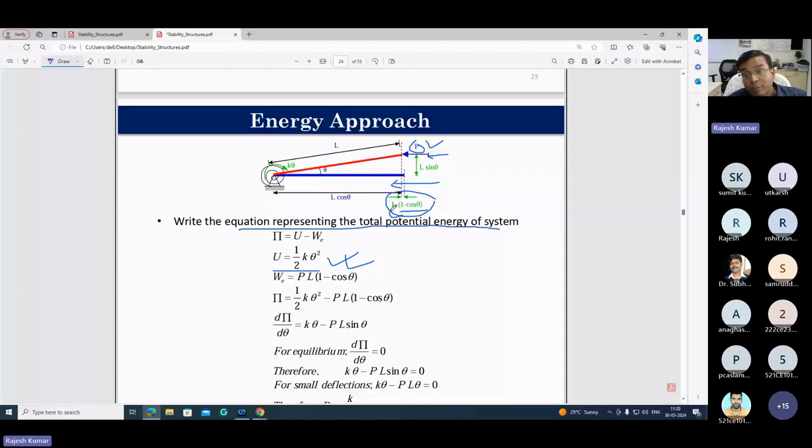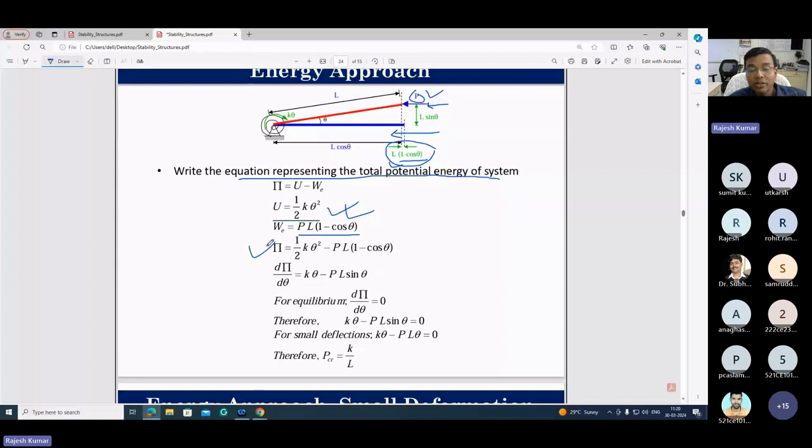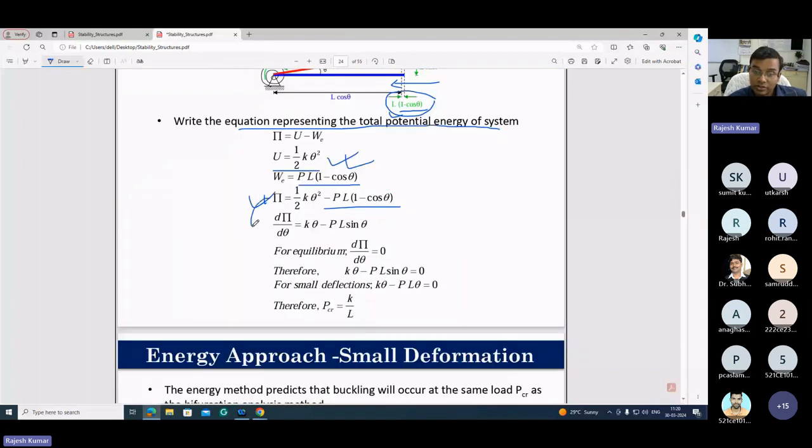So what is the work done? Force into displacement, which means P into L into 1 minus cos theta. The total potential energy we need to calculate is half k theta square minus PL into 1 minus cos theta. So make it stationary first. What do you have to do? Just find the first derivative of the total potential energy.